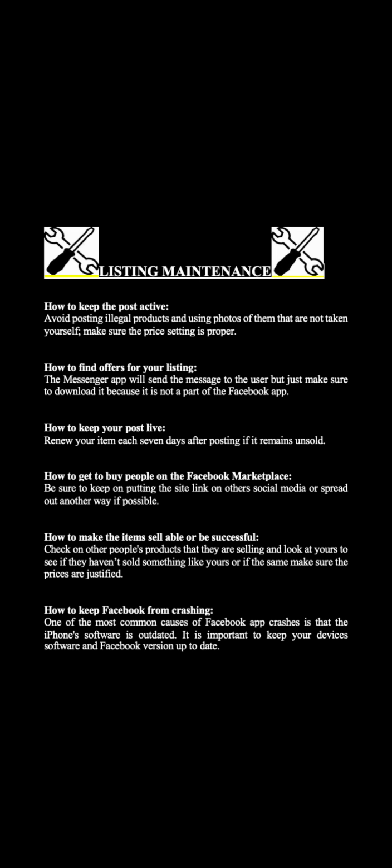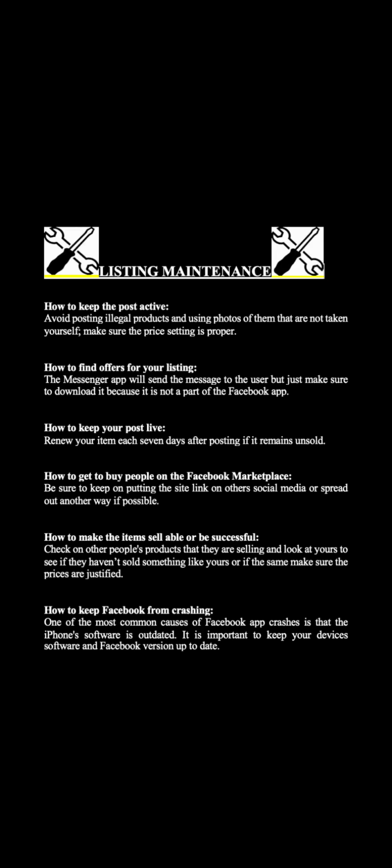Listing maintenance. How to keep the post active. Avoid posting illegal products and using photos that are not taken yourself. Make sure the price setting is proper. How to find offers for your listing. The Messenger app will send the message to the user, but make sure to download it because it is not part of the Facebook app. How to keep your post active. Renew your item every 7 days after posting it if it remains unsold.